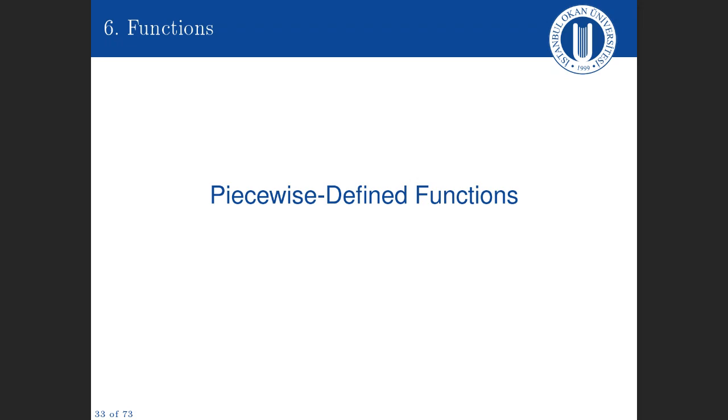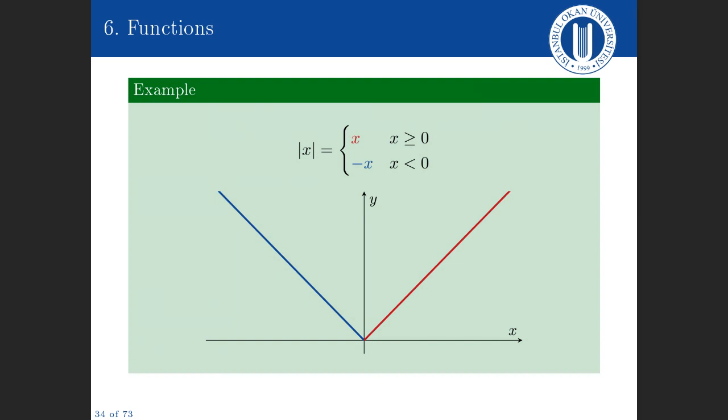My next idea is piecewise defined functions. Sometimes we can use a different formula to define a function on different points. We can define a function using a different formula on different parts of the domain. So, for example, the function absolute value of x. If x is a positive number, we can define this to be equal to x. But if x is a negative number, we define this to be equal to -x.